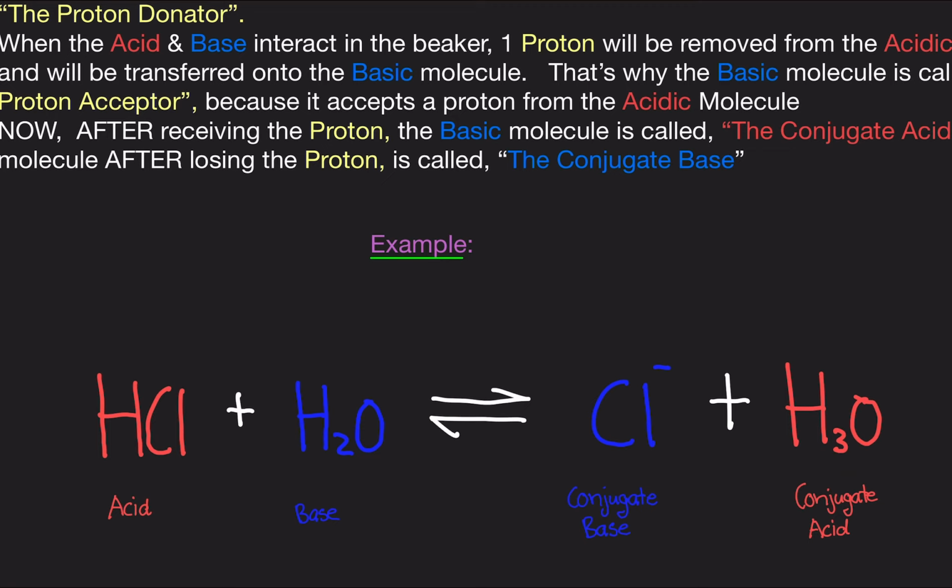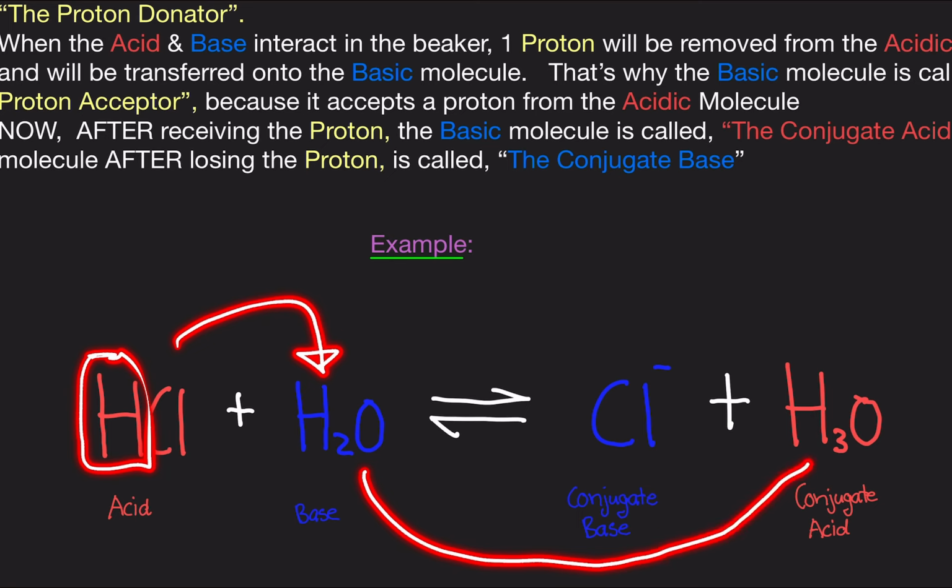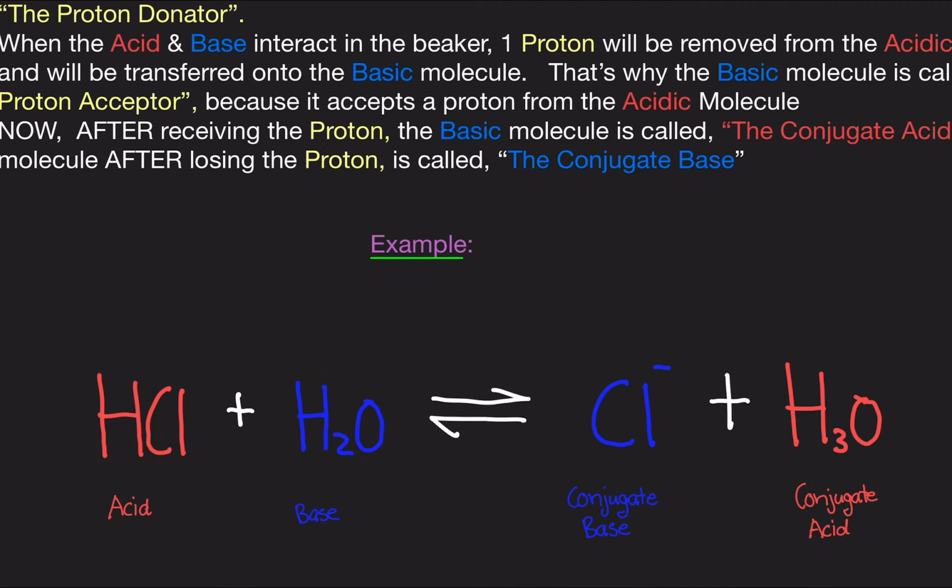Well, what we did is, see, we have the acid here, right? The hydrochloric acid. We stripped the proton away, and it became chloride. So what ended up happening is we took this proton right here, and we gave it to the base. Now the base has one extra proton, and that's why instead of being H2O, now it's H3O, or hydronium.